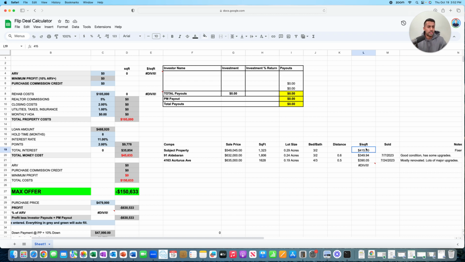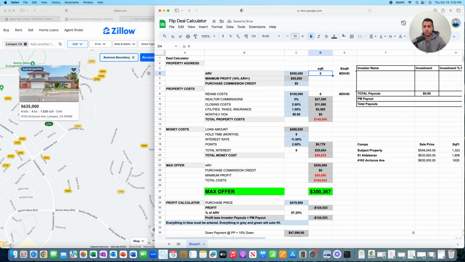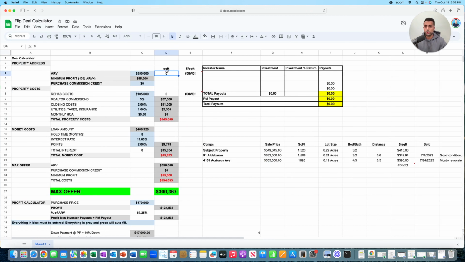So for now, we're going to say 415, and we're going to go back to our ARV calc. So we're going to be at 550. I like to put in the square footage right here. So let's see. Sorry, 1323.